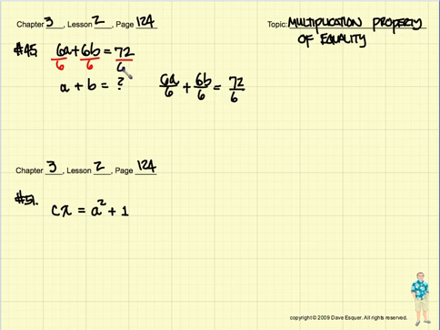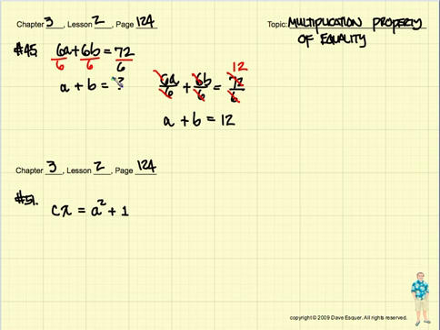I never finished that over there. Over 6. I think I can cancel. And 72 divided by 6, I think, is maybe 12. Is that right? 6 times 2? Yeah. So let's see what we got. So we have 6 divided by 6 is 1 over 1. So I have a plus b turns out to be equal to 12.